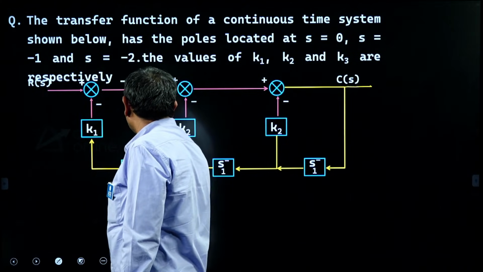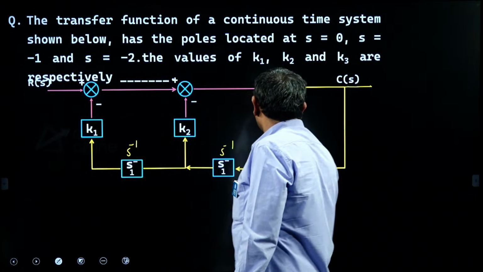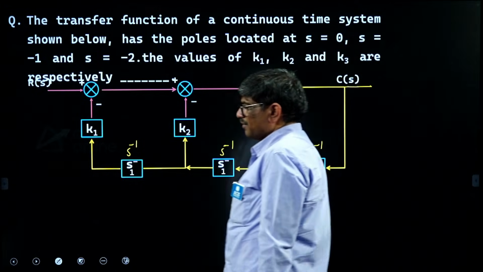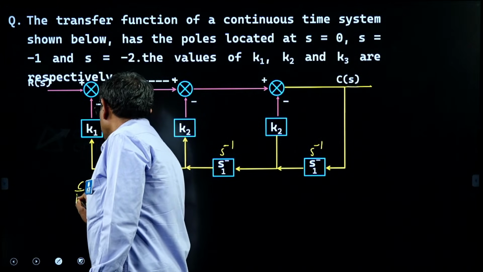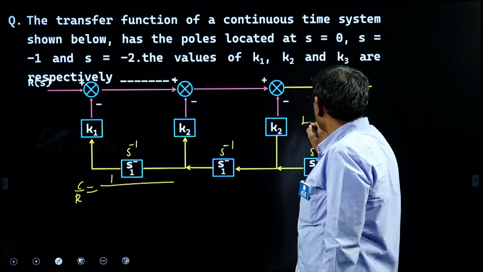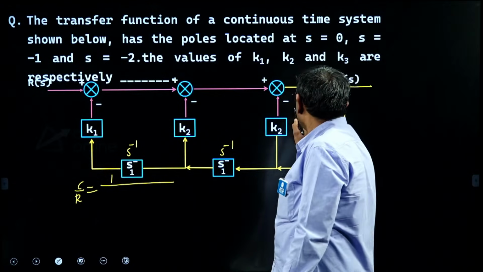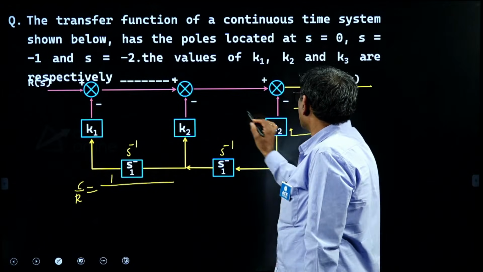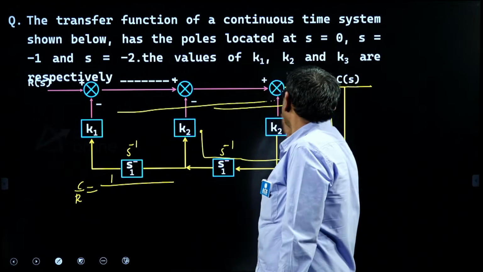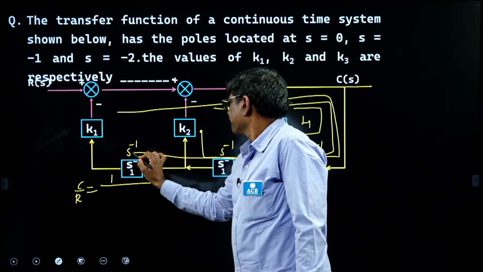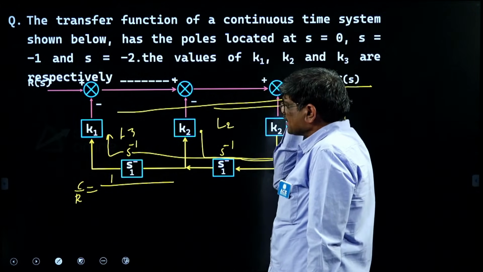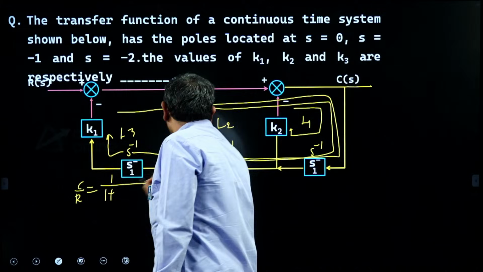S inverse, this and all S inverse. Come on, what is the forward path gain? C by R equals 1 by forward path gain 1. This is loop 1, this is loop 2, this is loop 3. Yes or no? Come on, what is the answer? 1, opposite sign of loop 1.